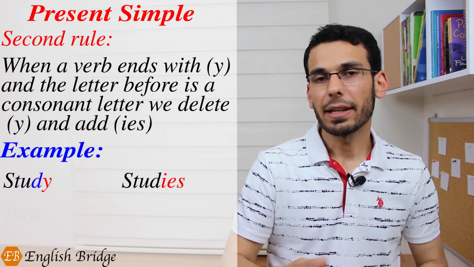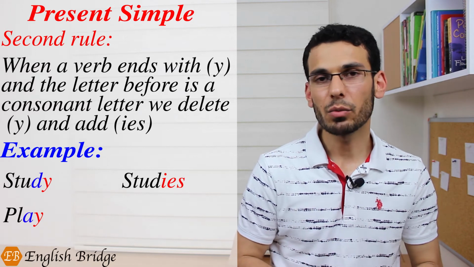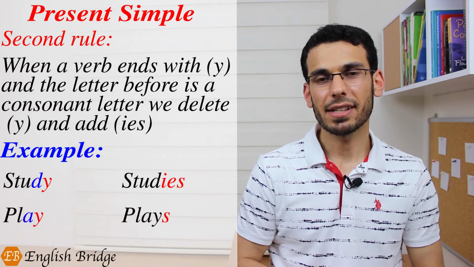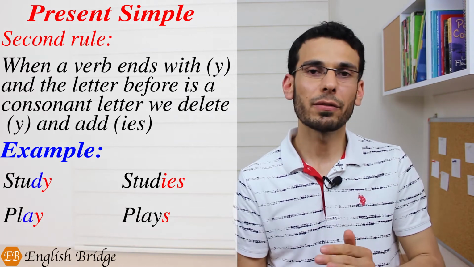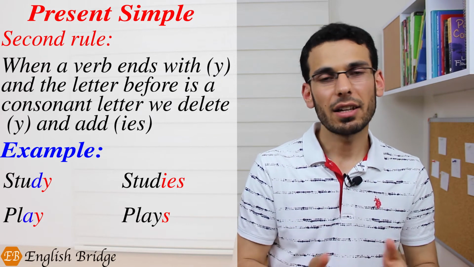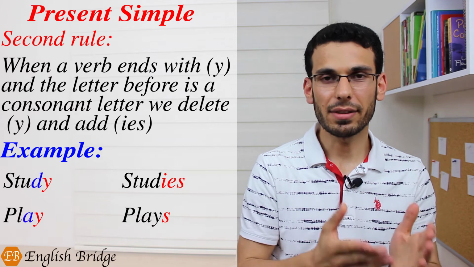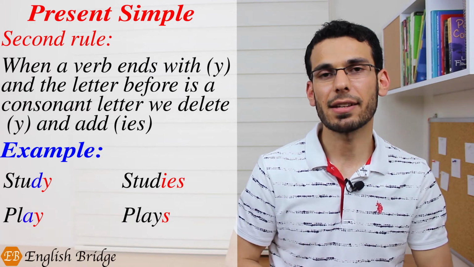Another example is play. Here we don't delete Y, we just add S. The reason is, as we said, it finishes with Y, but before Y we have A. A is a vowel, it's not a consonant. So in this case, we don't delete, we just add S.